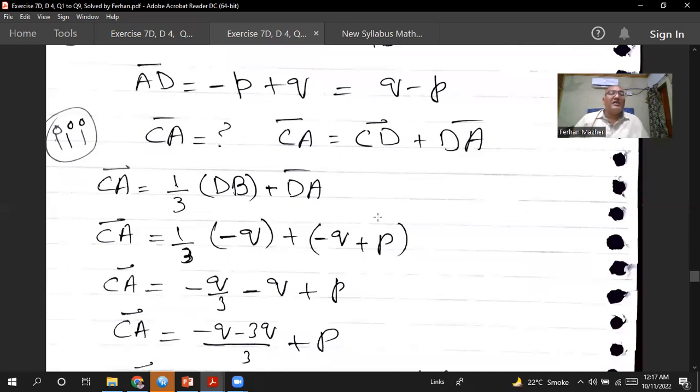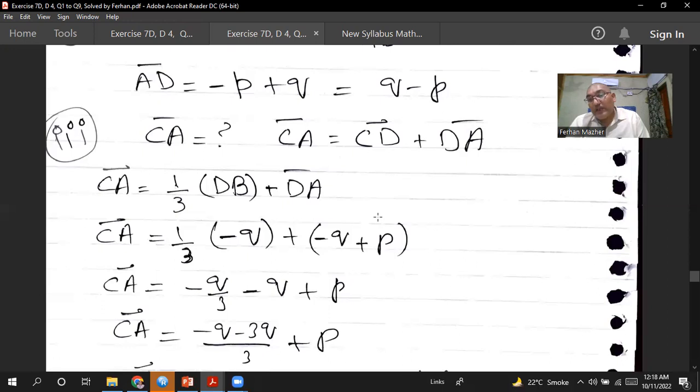So CA will be equals to go from C to D, from D to A. You know the CD is 1 by 3 of the DB plus the DA. And so you will have CA is 1 by 3 of the minus Q, and plus DA is minus Q plus P. So it will be CA is equals to Q by 3 minus Q by 3 minus Q plus P.